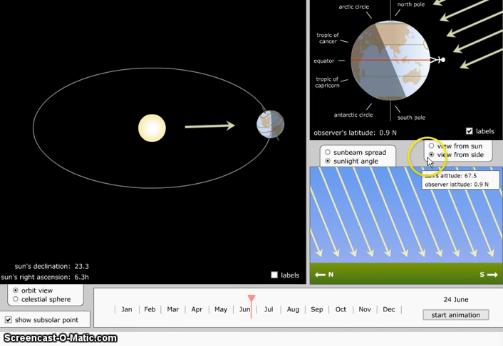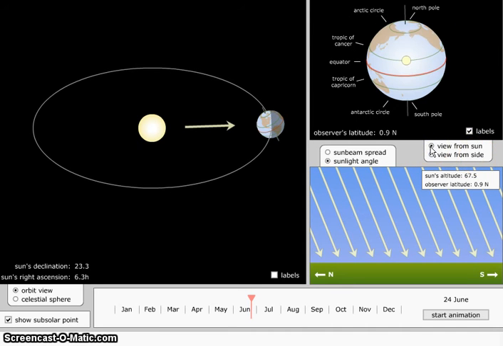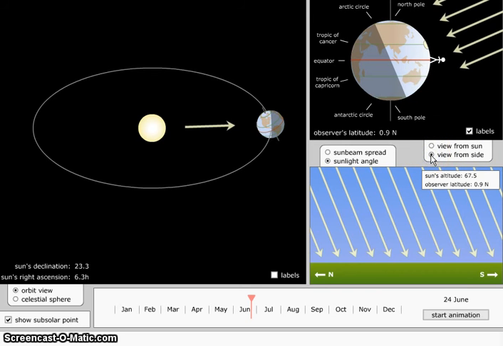Make sure that you keep it clicked on view from the side. The view from the Sun would look like this, for instance. I think it's a little more helpful to do it this way, but whatever.